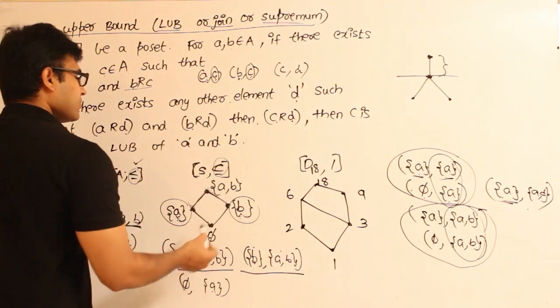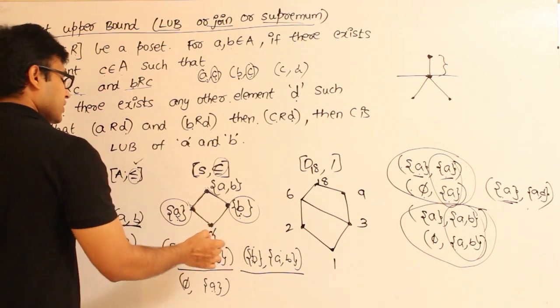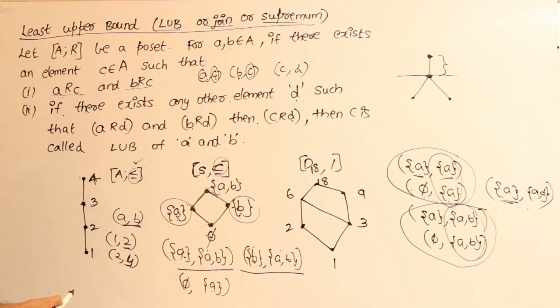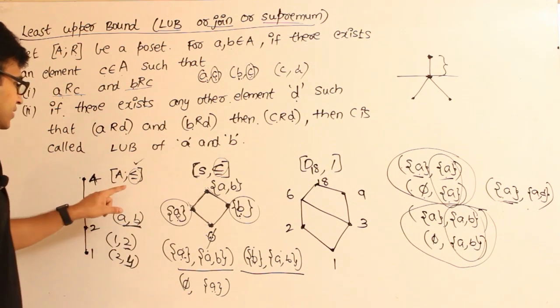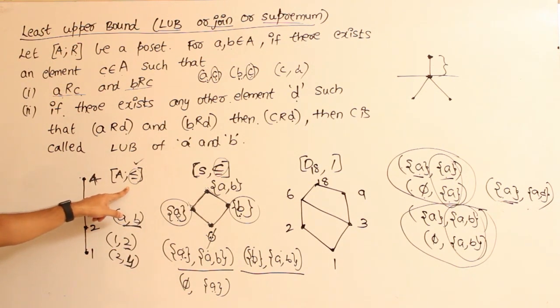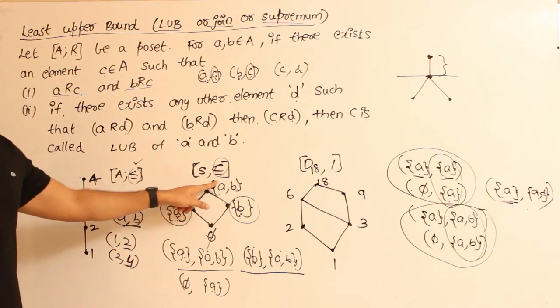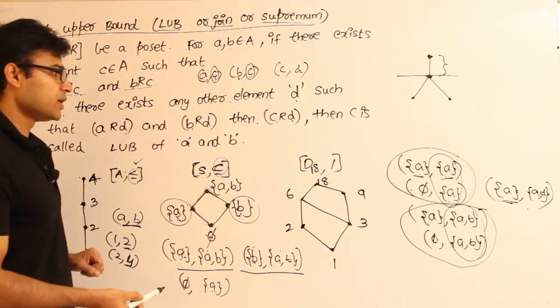If I take phi and B, the least upper bound is going to be the union of these two, which is going to be B. Got it? So you can take it and see it. In less than or equal to, the least upper bound is always going to be the maximum, and in the subset operation the least upper bound is going to be the union.